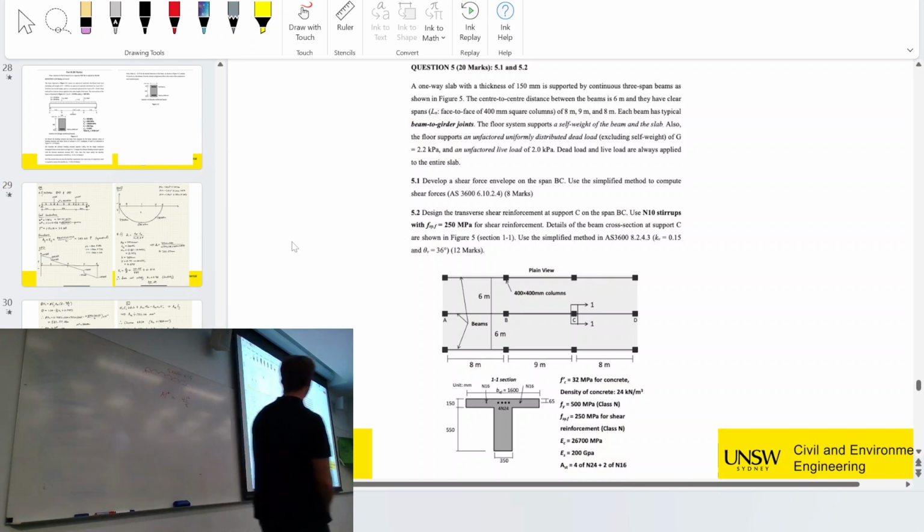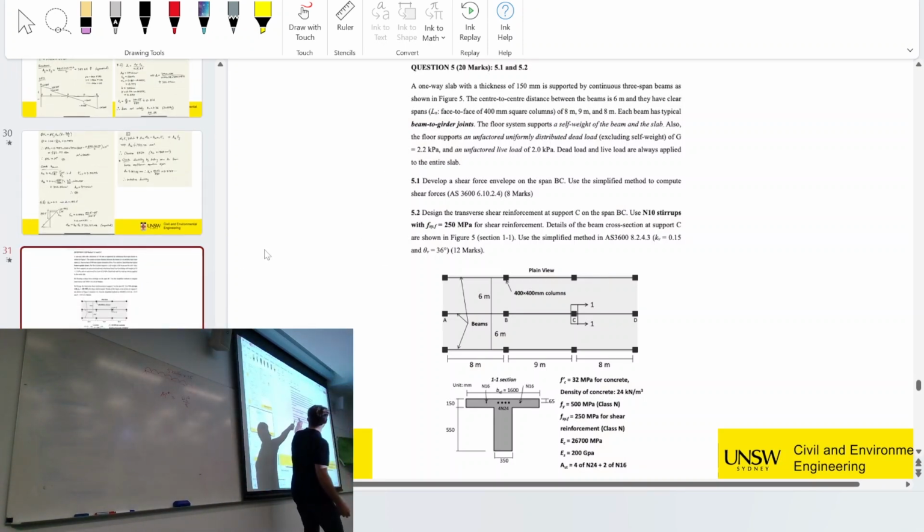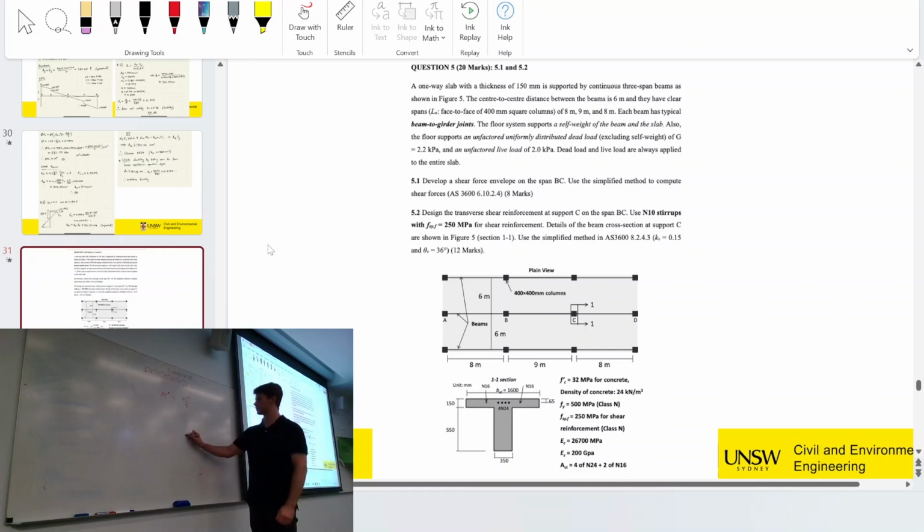The next calc question will be shear. So you've got bending first, and then shear. This question is all about shear: shear reinforcement, transverse shear reinforcement, and developing a shear force envelope. By the way, shear force envelope: when you've got your simply supported beam and you draw your shear force diagram, it will look something like that, right?